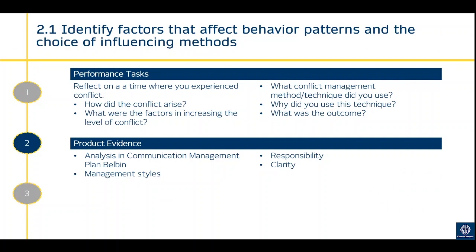Moving on now to the second outcome, 2.1, identify factors that affect behaviour patterns in the choice of influencing methods. This outcome is about conflict management. Conflict is a good thing for a project in most instances. It's important to have some degree of conflict where there's competition for ideas to take things forwards. You don't want a team full of people who just nod and agree to the first suggestion. However, conflict can very easily spill into something that's negative when it gets too extreme, and that is something to be avoided.